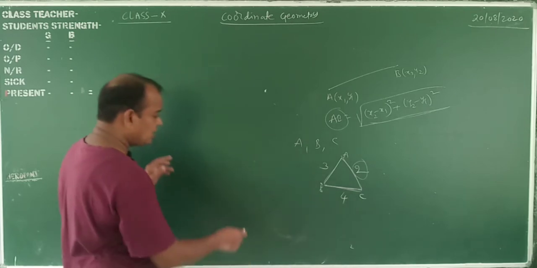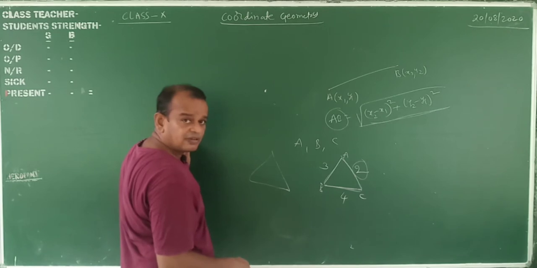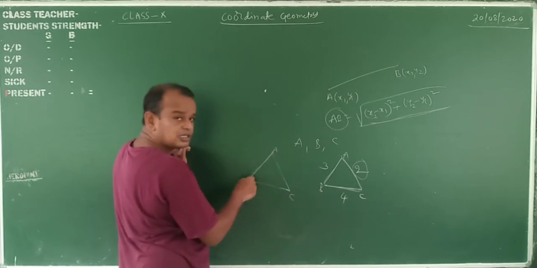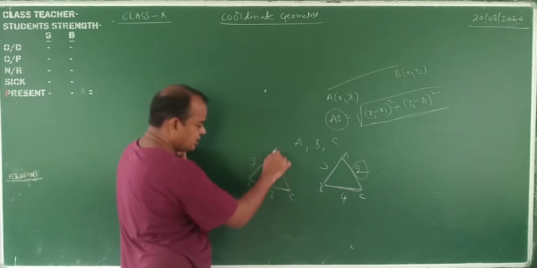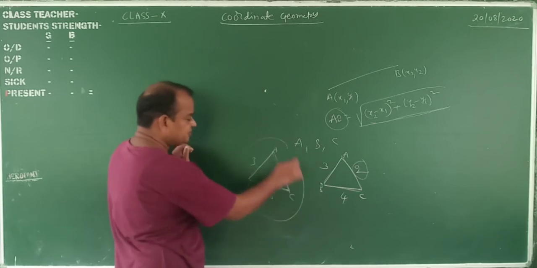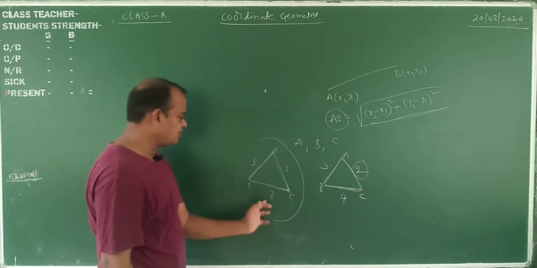But suppose we must show that the points form an equilateral triangle. What happened? Equilateral triangle means A, B, C. We will find the distances. For suppose AB is 3, BC distance 3, CA distance 3. What happened in this one? All distances are equal, all sides are equal, all lengths of the sides are equal.